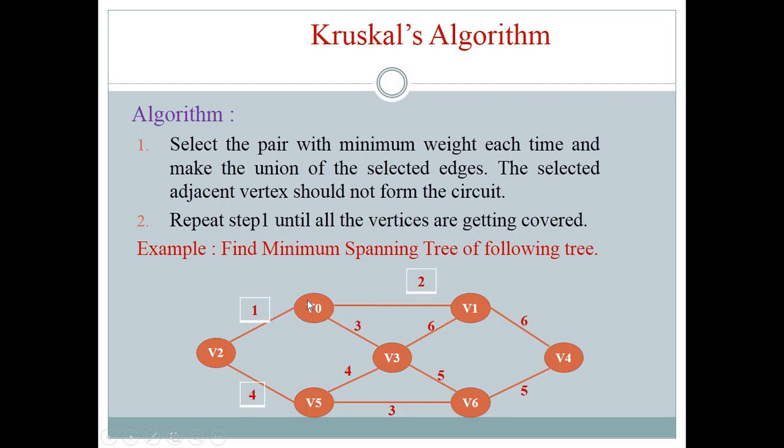After it we will select minimum weight edges with 2, which is V0 to V1 and V3 to V6 to V5. So in that case, if we are using Prim's algorithm, then we have to select V0 to V1. But if we are using Kruskal's algorithm, then we can select any of these edges. We can select V0 to V1, or we can select V5 to V6. Okay, so that is the main difference between Prim's algorithm and Kruskal's algorithm.